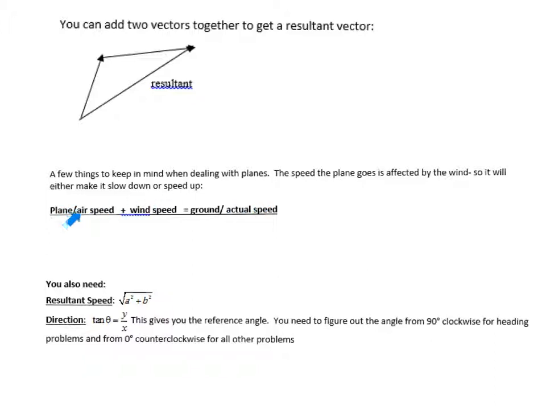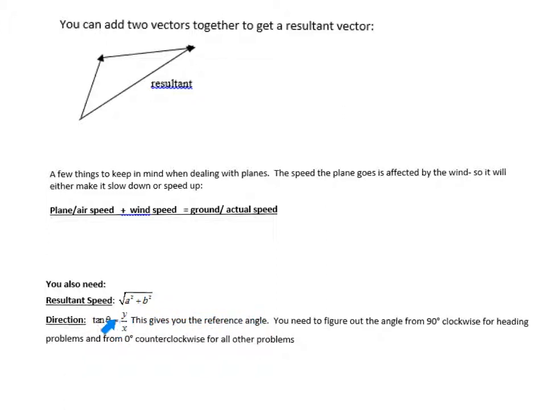So when you add those two together, it's either going to make your plane speed up or slow down. You also need to know, like we did on the last one, to define the magnitude of the resultant. You're just doing the Pythagorean theorem. Also, to get the direction of your resultant vector, you need to know your tangent is y over x, your change in y over your change in x. It gives you the reference angle.